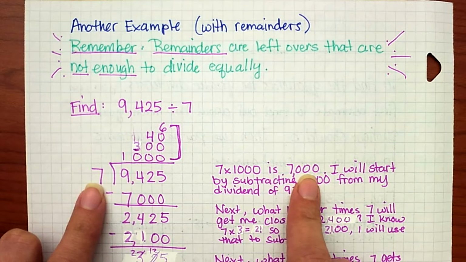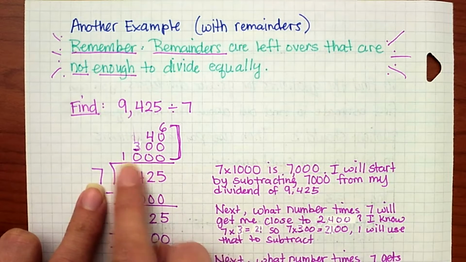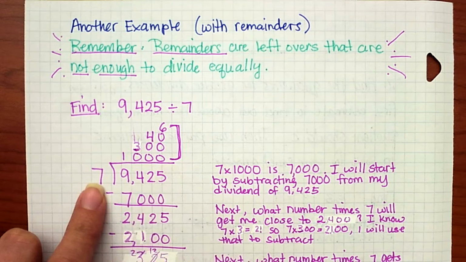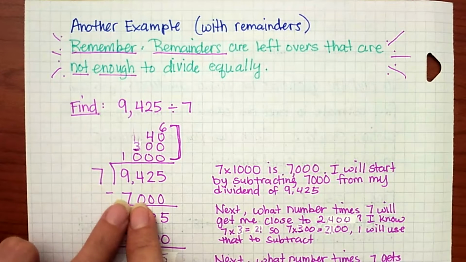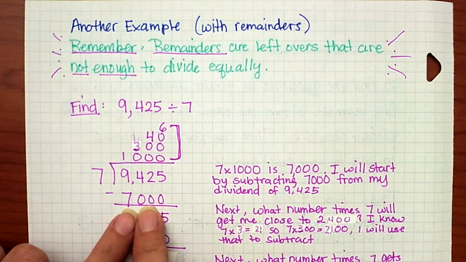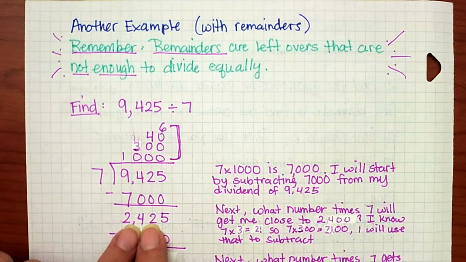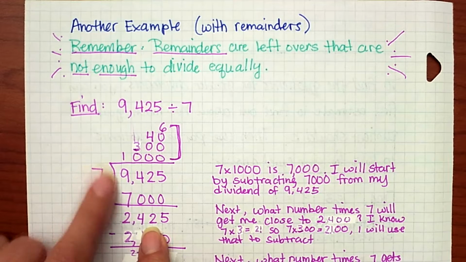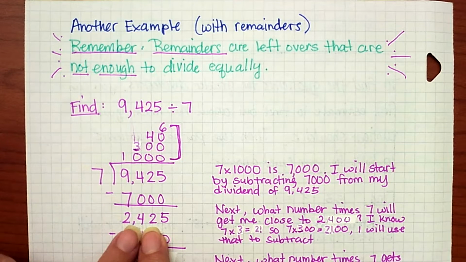I'm going to pick something that I know. So I'm going to write my 1,000 on top, and then I'm going to subtract 7,000 from 9,425. That's going to leave me with 2,425, right? Because these are all minus 0, and 9 minus 7 is equal to 2. So now I have to think.